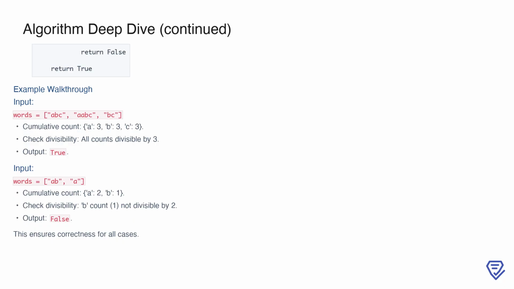For the input "ABC", "AABC", "BC", the cumulative counts are A: 3, B: 3, C: 3. All counts are divisible by 3, so the output is true. In another example, "A", "B", the cumulative counts are A: 2, B: 1. Here, the count for B is not divisible by the number of strings, which is 2. Thus, the output is false. These examples demonstrate that the algorithm correctly handles both success and failure cases, ensuring its robustness across different inputs.